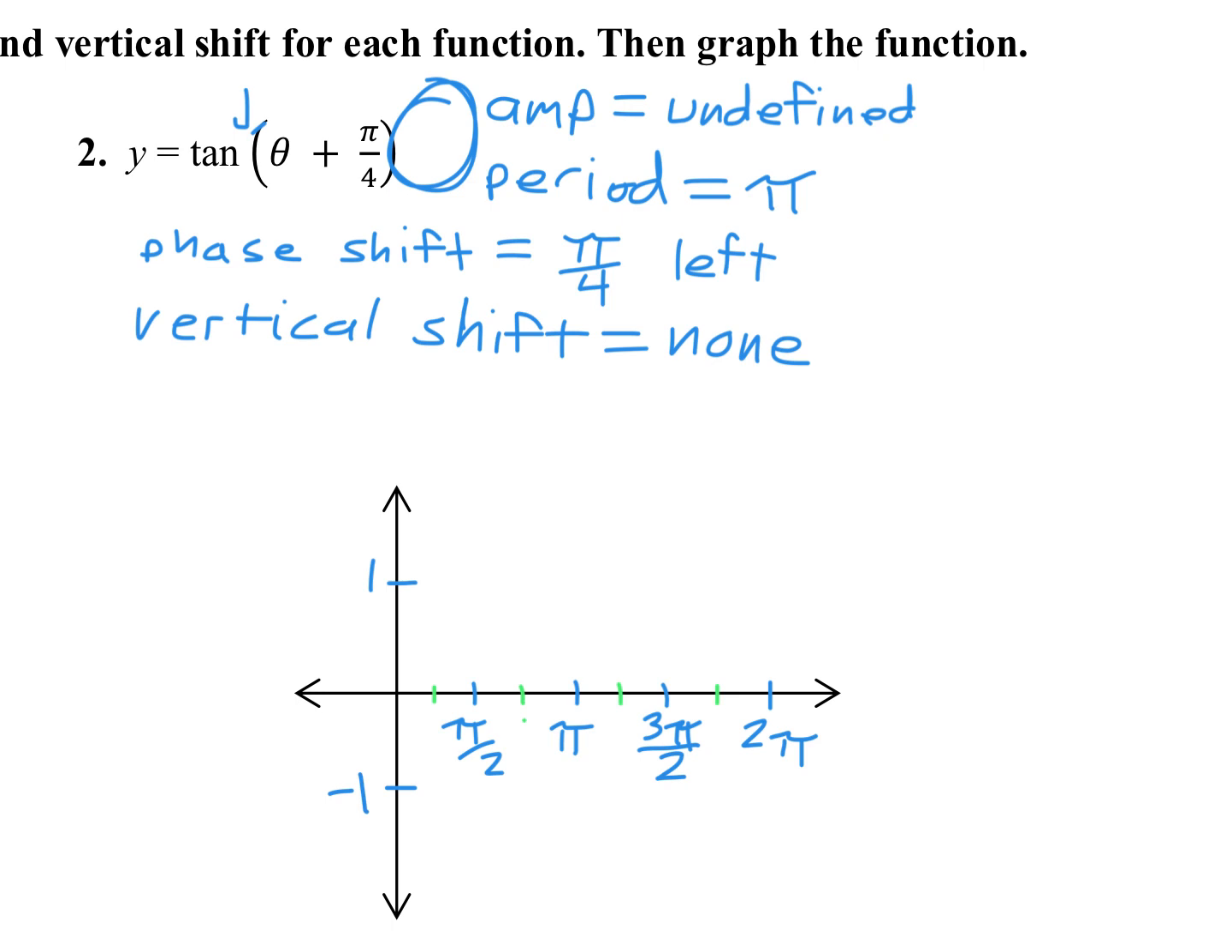And again, remember that the first and the third blue mark would be the asymptotes normally. So where pi over 2 and 3 pi over 2 are, those would normally be asymptotes if we didn't have a phase shift. So because of the phase shift, the asymptotes are going to move pi over 4 to the left of that. So instead of at pi over 2, slightly to the left of that, we have an asymptote. And then instead of at 3 pi over 2, pi over 4 to the left of that, we have our other asymptote.